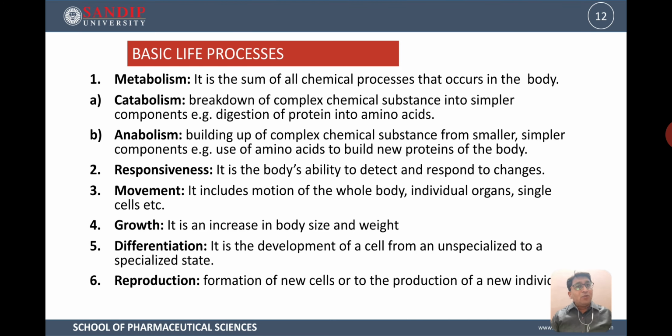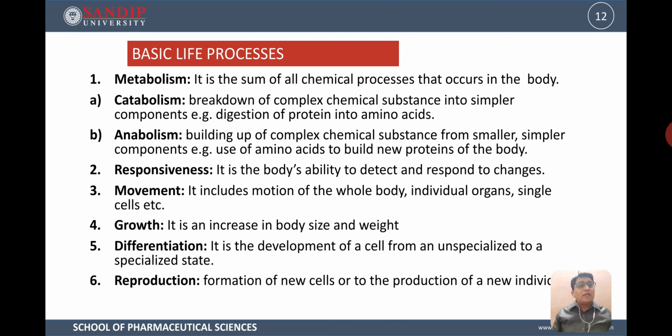Then after that, movement. It includes the motion of the whole body, individual organs or single cells. Then growth is there. It is an increase in body size along with body weight. For example, first a kid, then a child, then an adult, and finally geriatric patients. In this fashion, the development of the human being takes place.